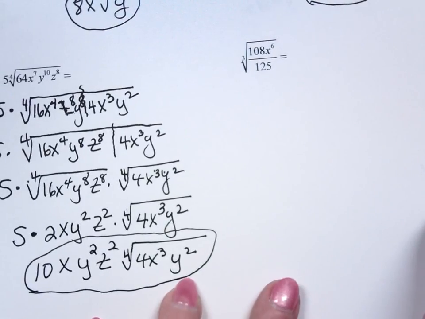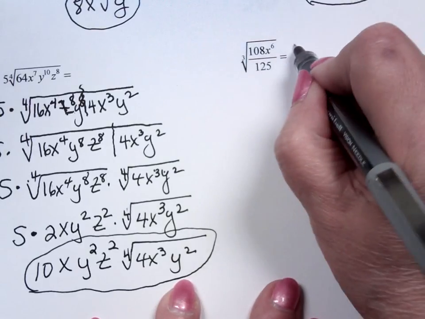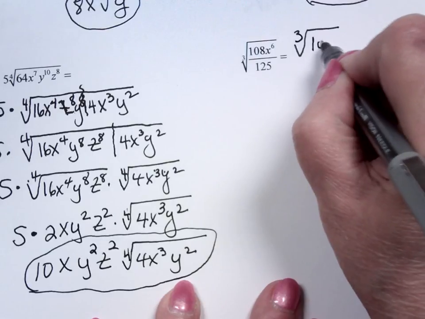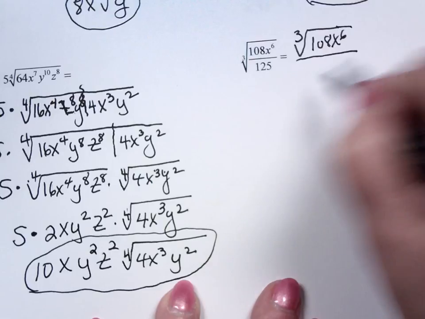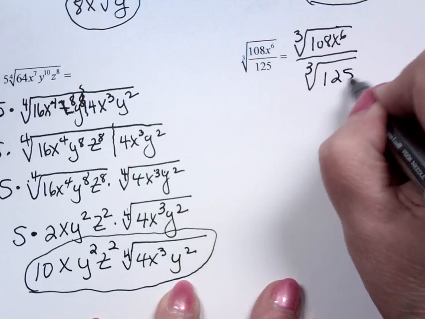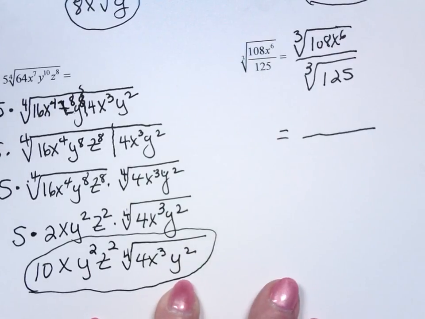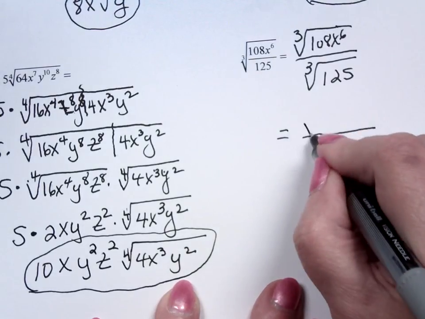Now, as with product rules, there's a quotient rule too, which says I just take the cube root of the numerator divided by the cube root of the denominator. And the denominator is easy, at least at this point, because what's the cube root of 125? 5. Now I've got this mess in the numerator.